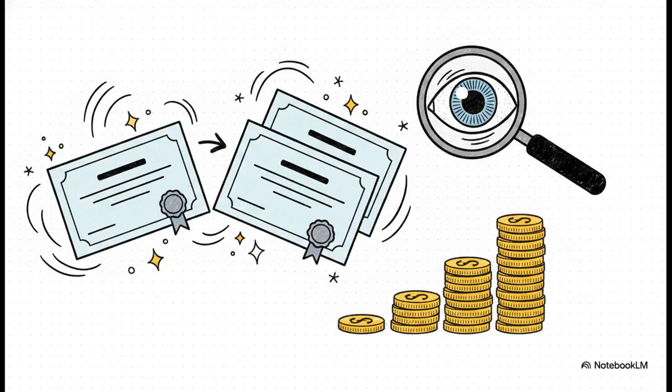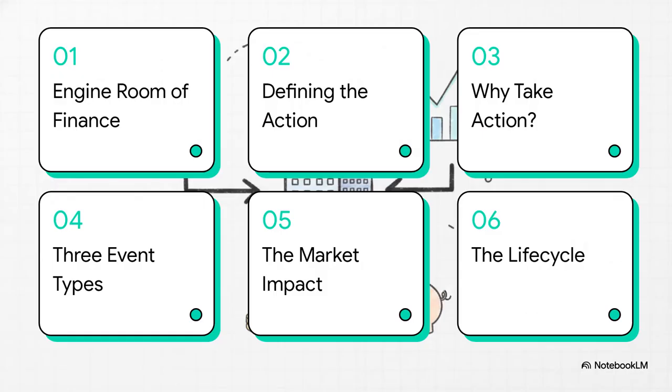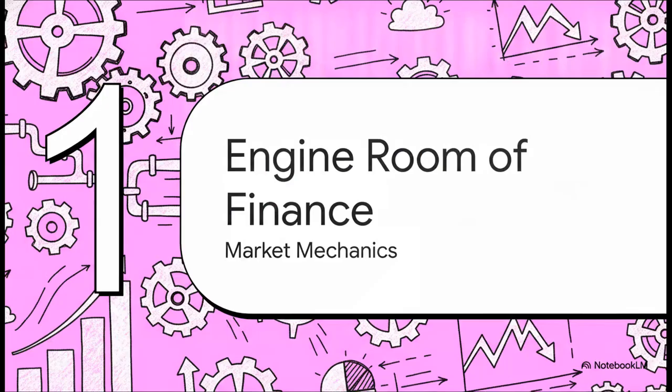What you've just experienced is what the financial world calls a bonus issue. Today's explainer is going to map out exactly how this invisible engine room of capitalism actually works. We're going to cover the engine room of finance, defining the action, why companies take action, 3 types of events, the market impact, and finally, the life cycle. Let's get to it. Section 1, the engine room of finance.